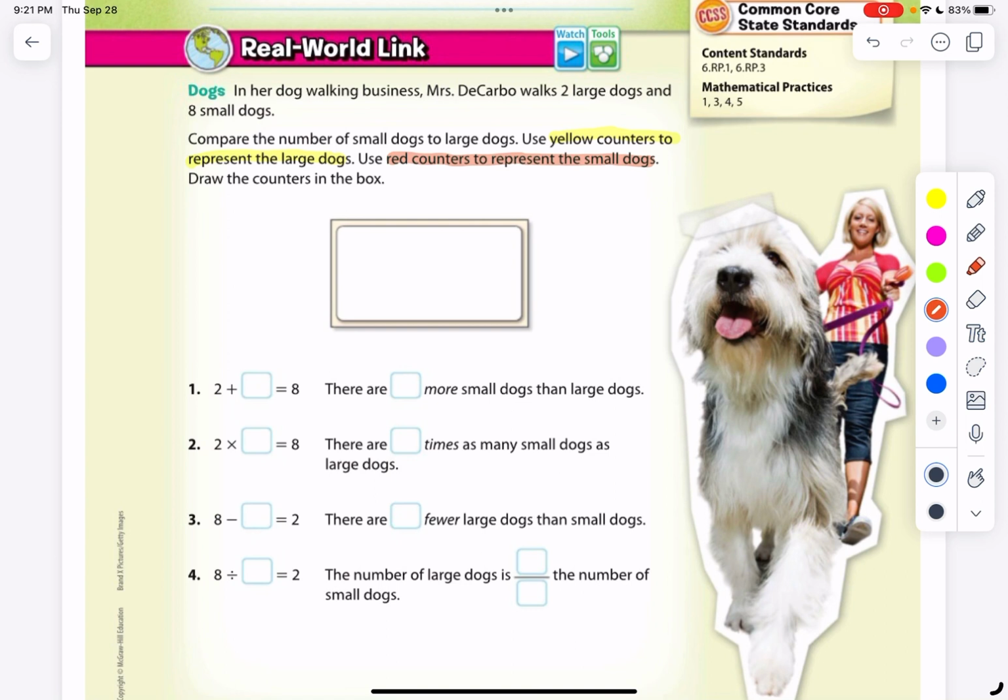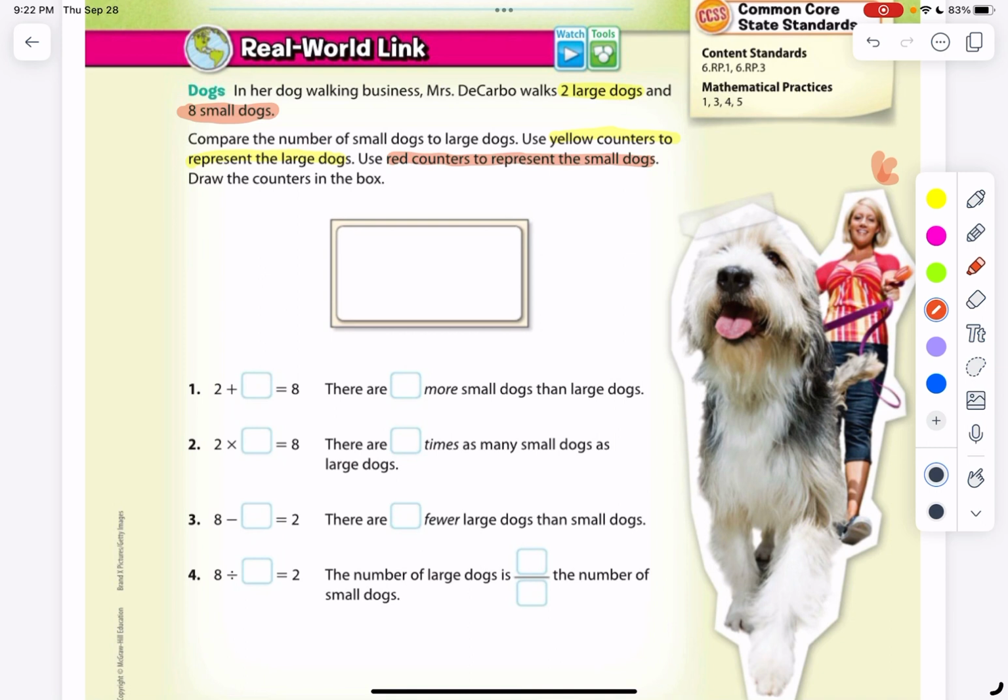We're thinking about Mrs. Carbo here, who walks dogs for a living. She walks 2 large dogs and 8 small dogs, and I sure hope she's not walking all of those dogs at the same time. That sounds dangerous. In order to compare the dogs she walks, we're going to use yellow counters to represent the large dogs. So yellow for the 2 large dogs. And we'll use red counters to represent the 8 small dogs.